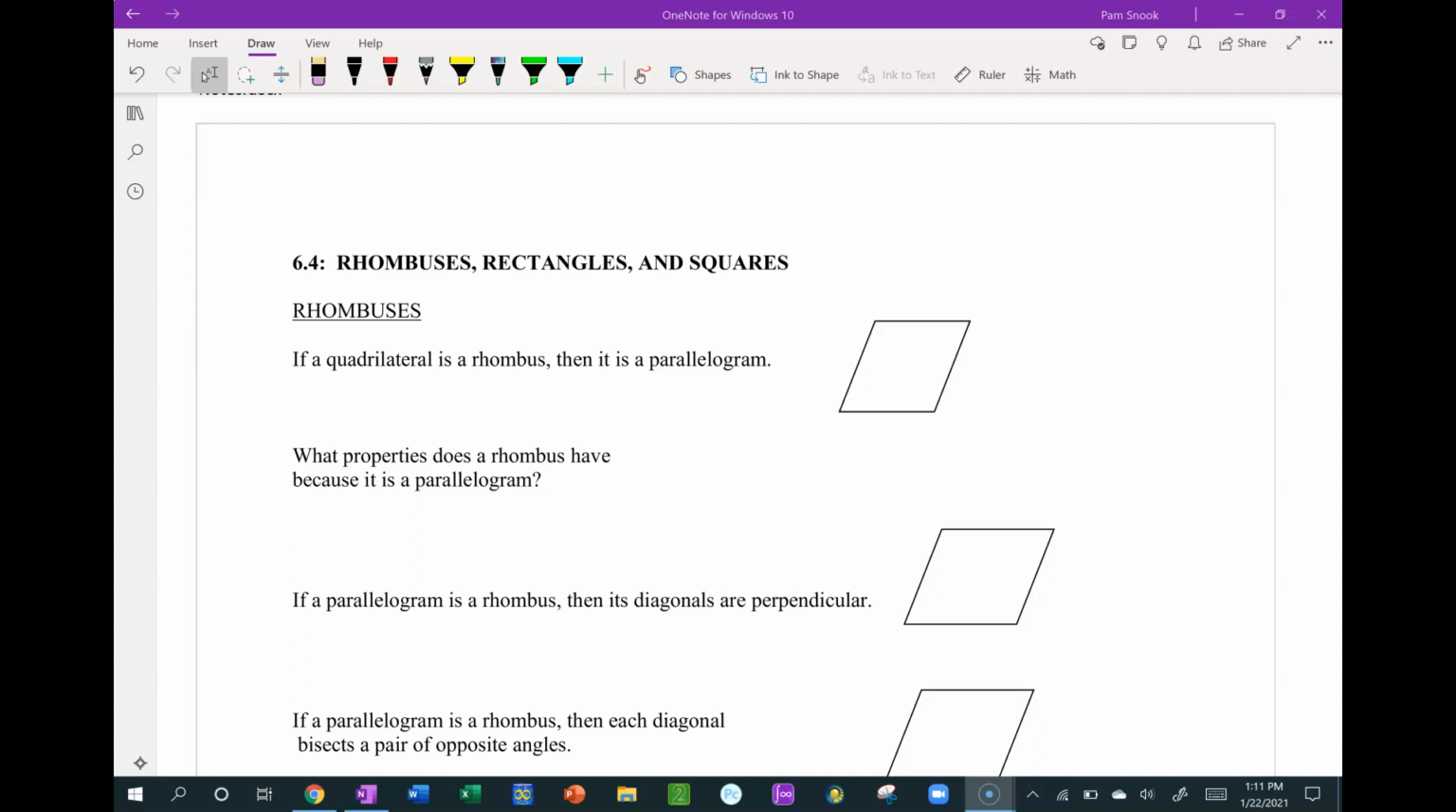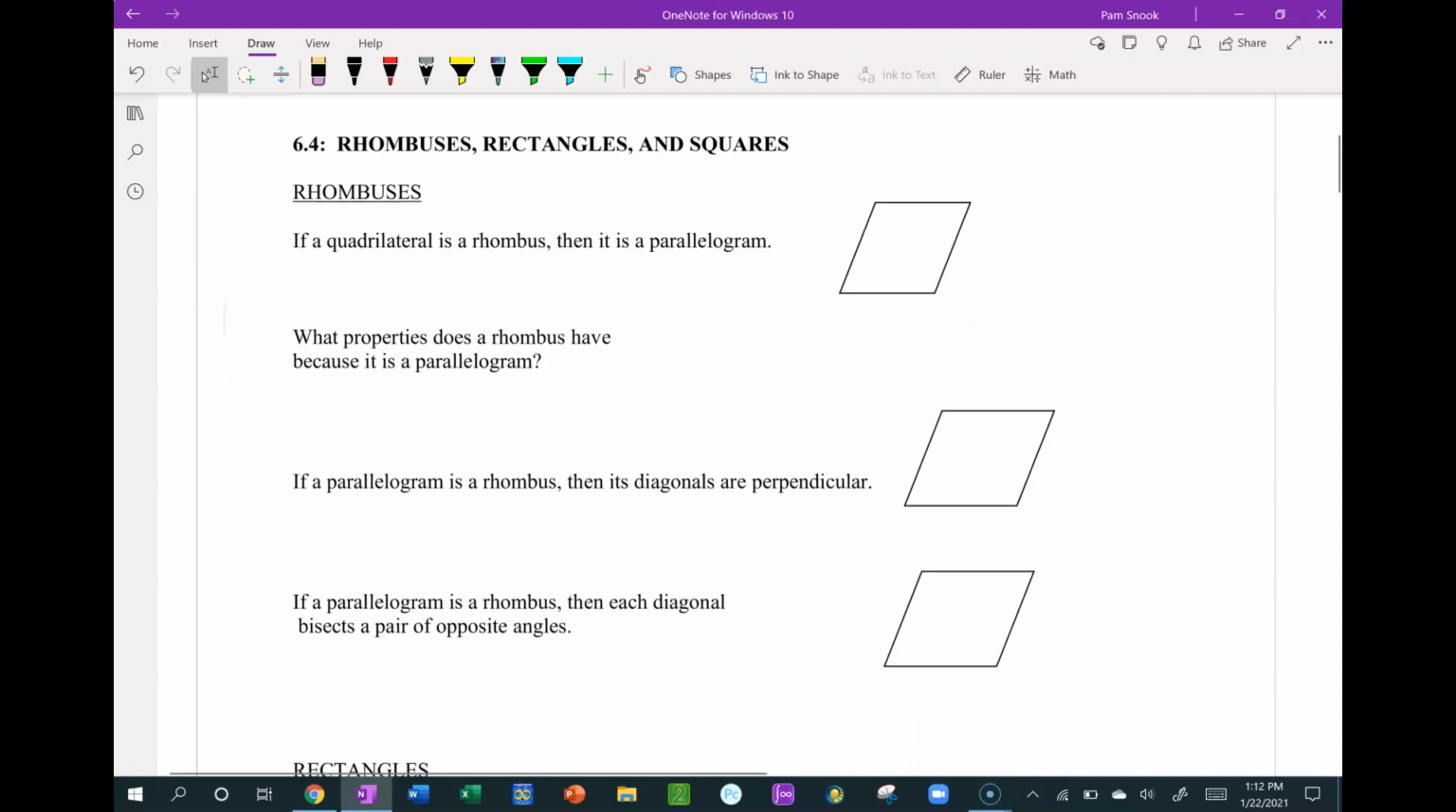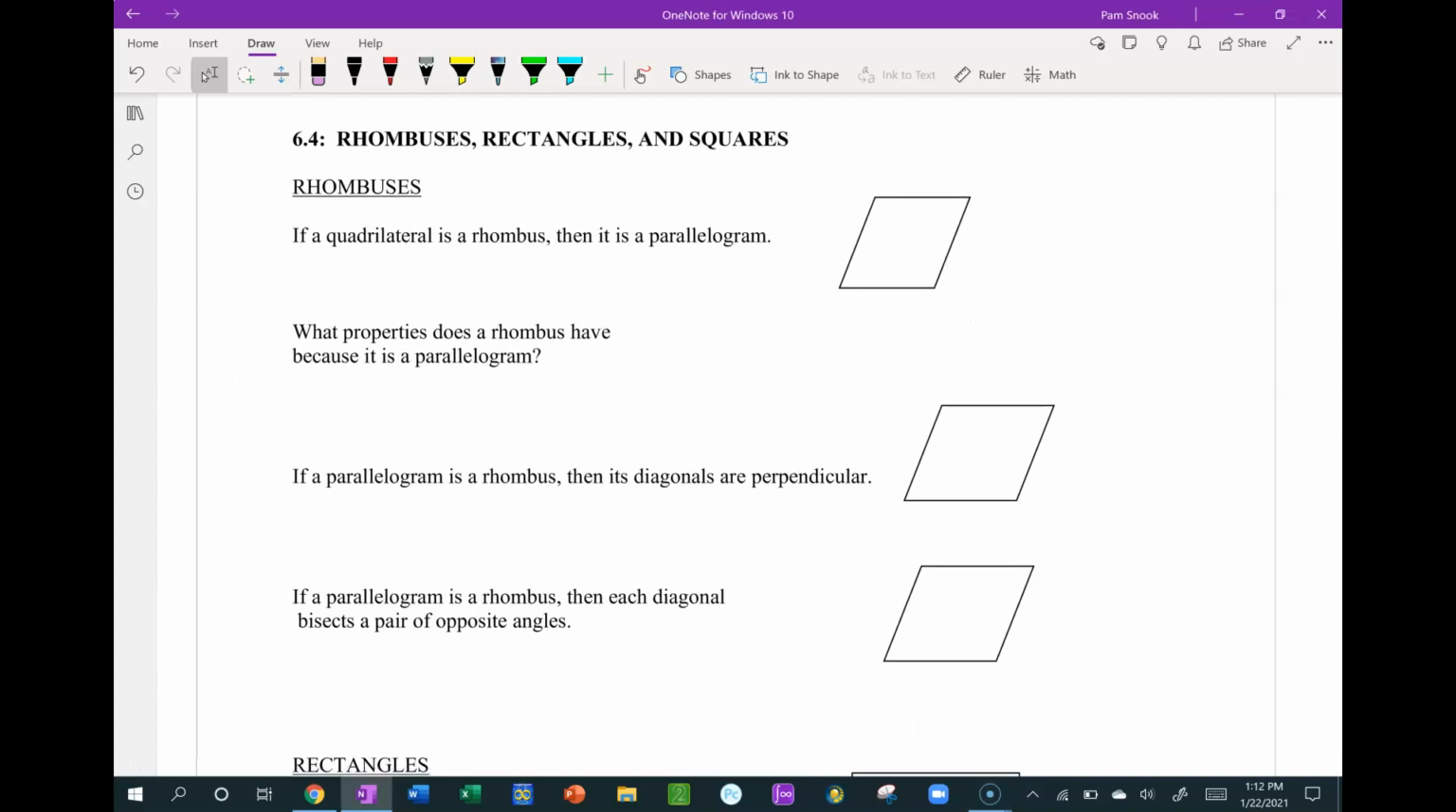So we have been doing parallelograms, and now we're going to go into special kinds of parallelograms. And the first one is the rhombus. Now the definition of a rhombus is that all four sides are congruent. So rhombus implies four sides congruent. Now it's also a parallelogram.